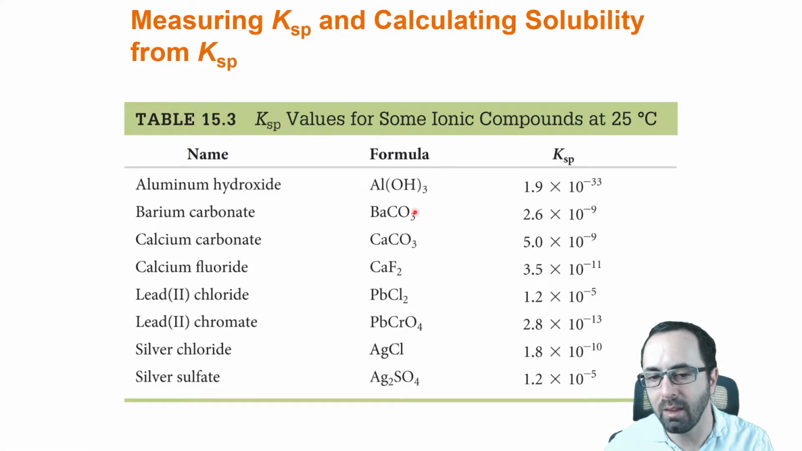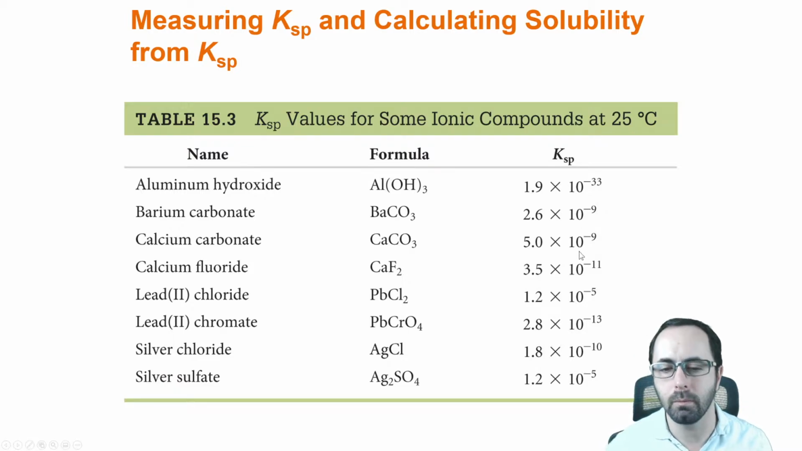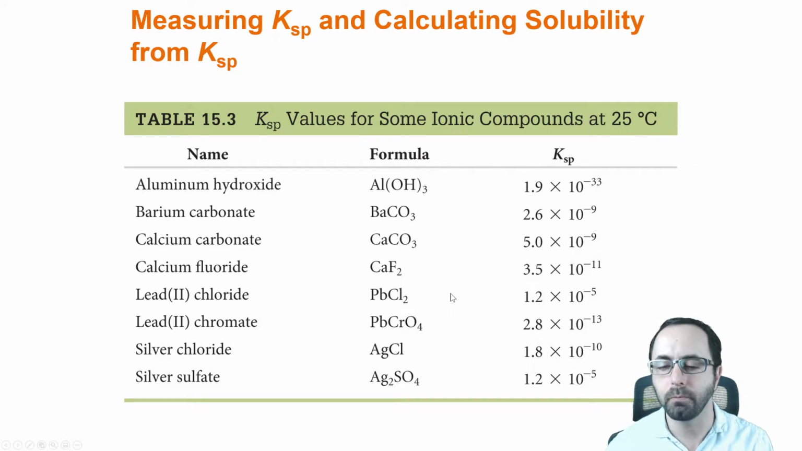So for example, with these two, these both produce 2 ions. So we could compare these Ksps directly to determine solubility. But we could not compare the Ksp of barium carbonate directly to, for example, calcium fluoride, because calcium fluoride produces 3 ions, 1 calcium, 2 fluoride ions, and barium carbonate only produces 2 ions. So that's going to affect the value of the Ksp. And so we would have to actually calculate the solubility of the barium carbonate directly to be able to compare to calcium fluoride, for example.